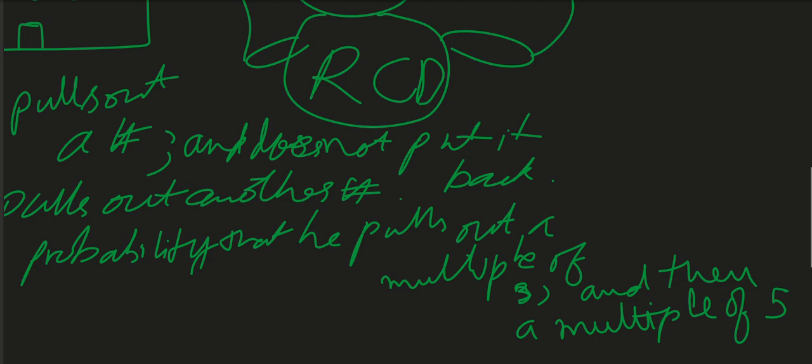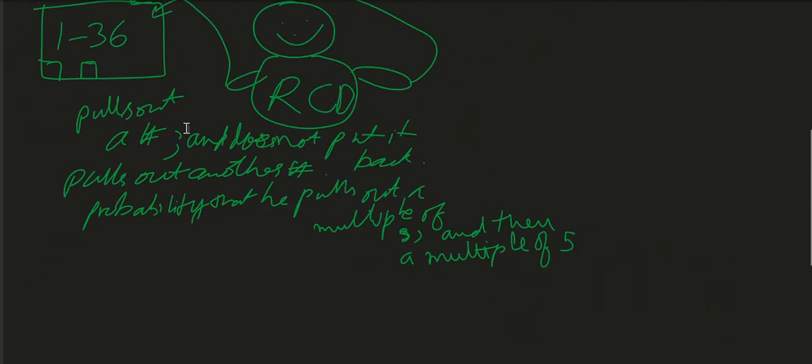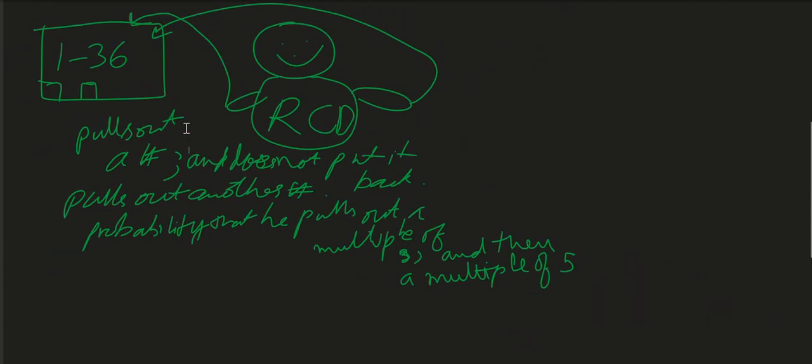Okay. Who wants to take this on? Can you explain this question again? Yes, Kaisha. There's a box, right? We have numbers from 1 to 36. A friend pulls out one number and does not put that card back. He pulls out another block, so he took out 2 blocks. What's the probability that he pulled out a multiple of 3 and then a multiple of 5? All these blocks are numbered from 1 to 36.